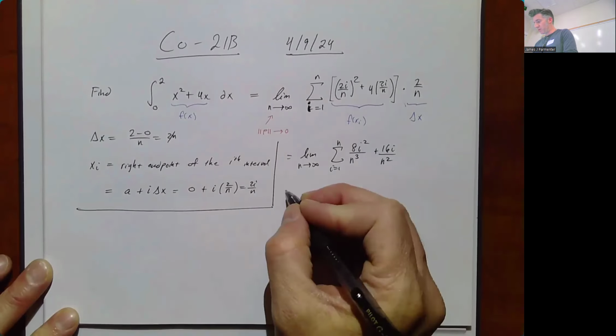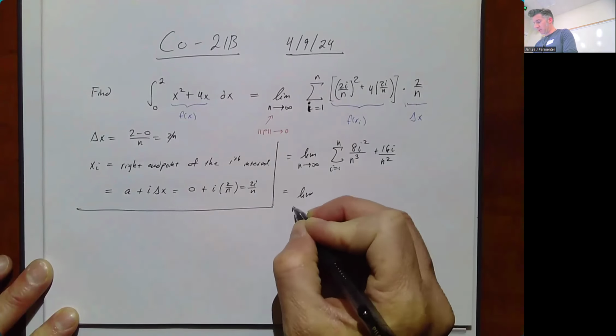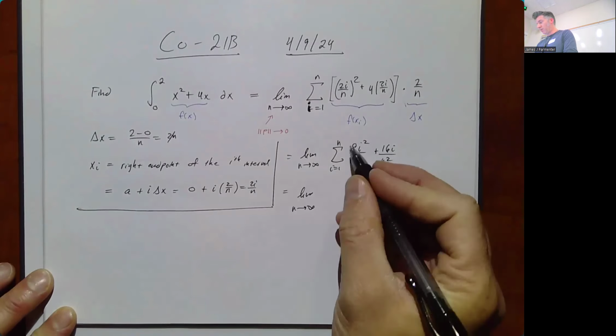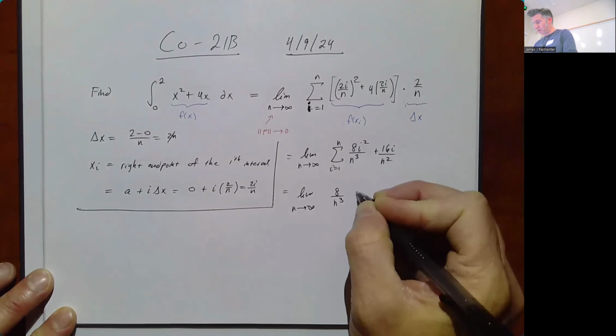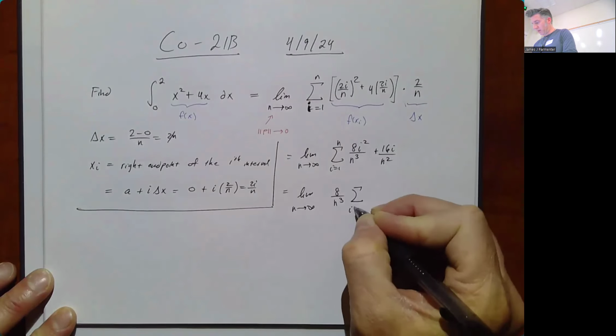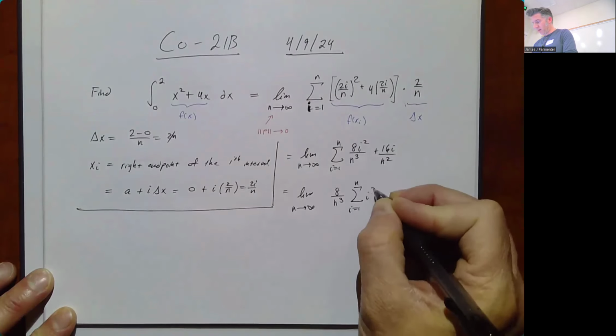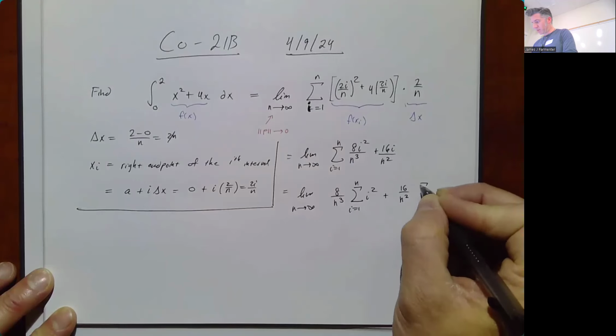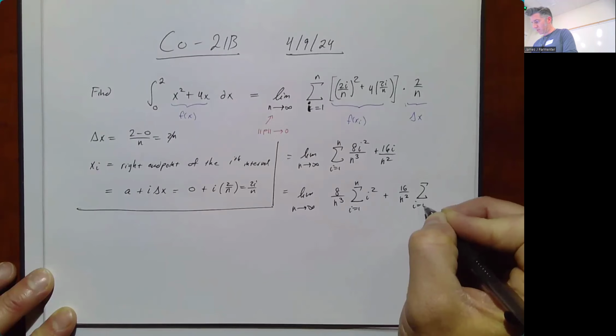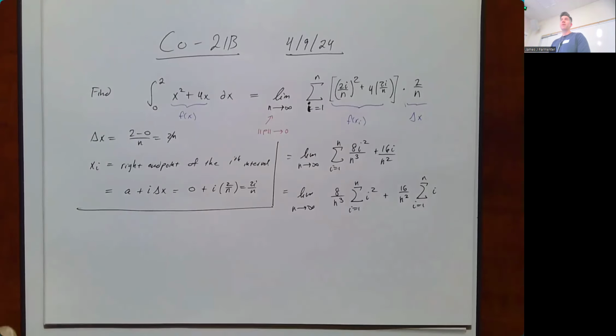We're going to break this up. We're going to write it as the limit as n goes to infinity. I'm going to pull out constants. So I'm going to have 8 over n cubed times the sum from i equals 1 to n of i squared, plus 16 over n squared times the sum from i equals 1 to n of i. And the reason we are doing that is so then we can use the formulas for the sum of i and the sum of i squared, or the sum of whatever thing you've got.